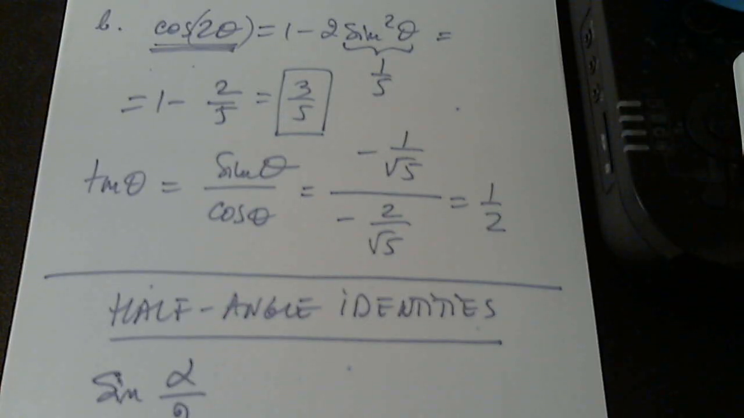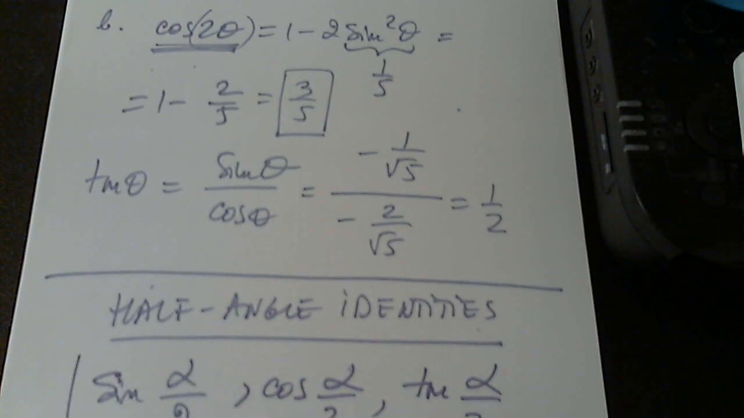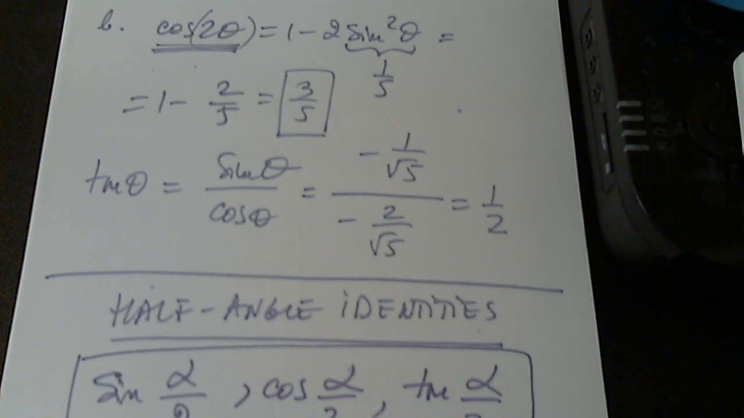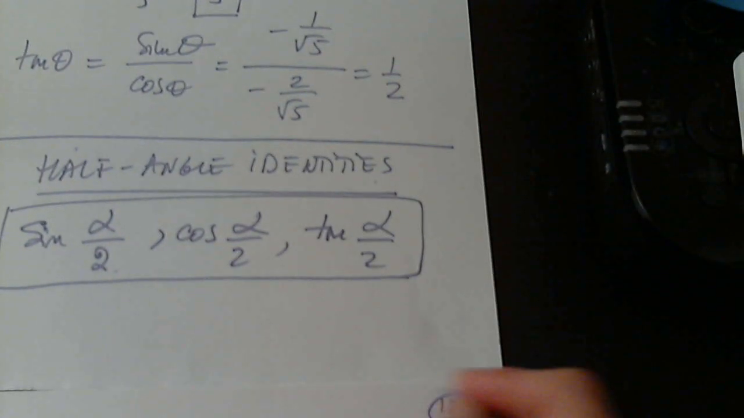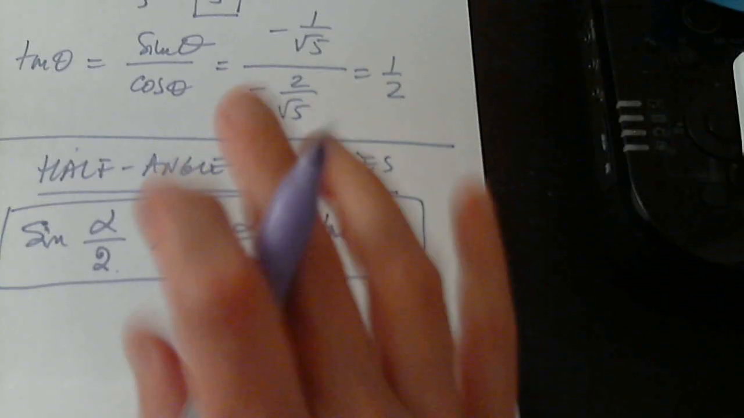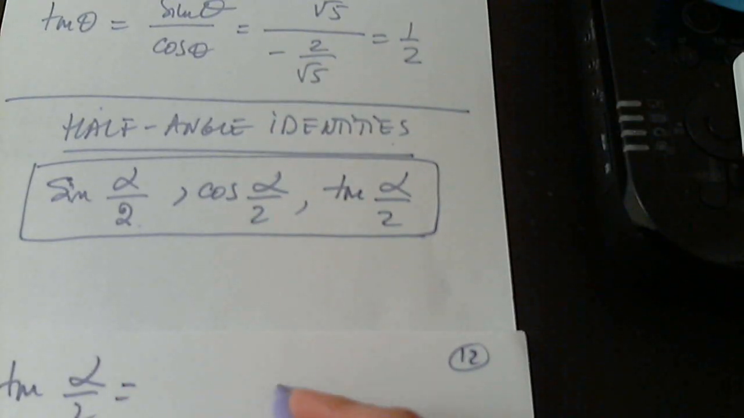So we want to look at sine alpha over 2, cosine alpha over 2, and tangent alpha over 2. This is our last target. I promise for now these are the last identities. One of the important formulas for tangent alpha over 2 is the one we started with last time.